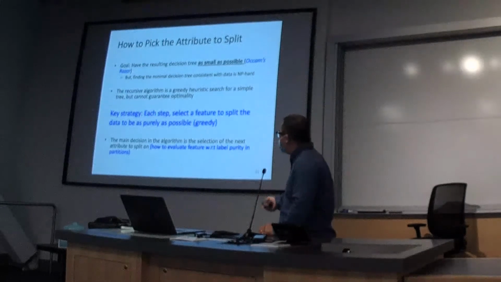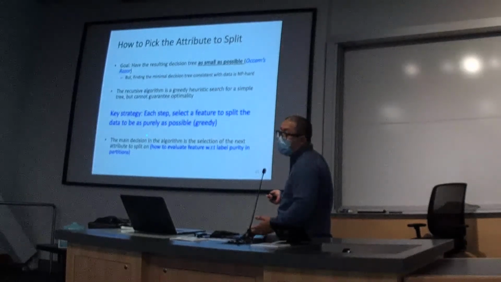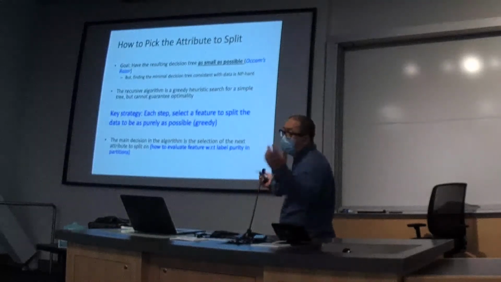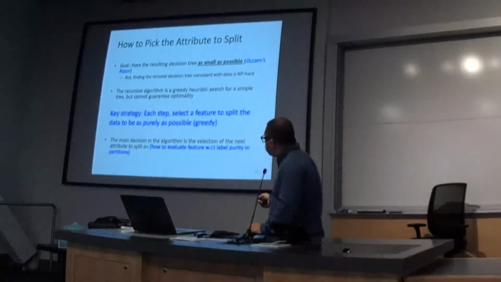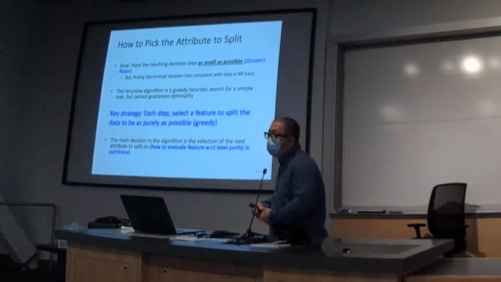The key strategy is to, in each step, select a feature to split the data to be as pure as possible in terms of the labels. I believe that in this way, we can reach the leaf nodes sooner than just randomly selecting the attribute. And then we need a measurement to evaluate how the purity changes when splitting the data with this particular feature.